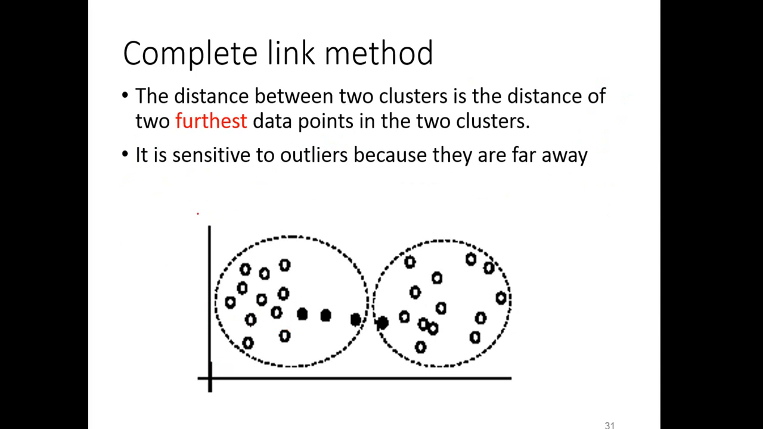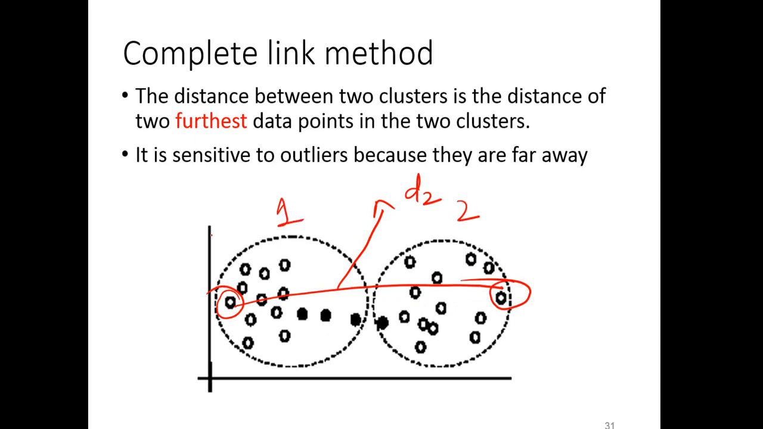The other one could be exactly the opposite. We take the 2 farthest data points, one here and the other one here. They are the farthest from each other. Whatever the distance, we call that the distance between cluster 1 and cluster 2.